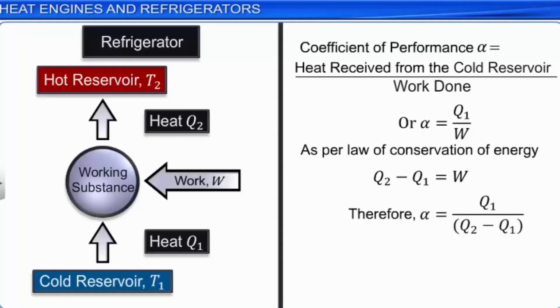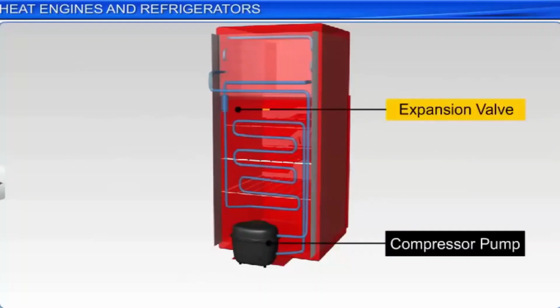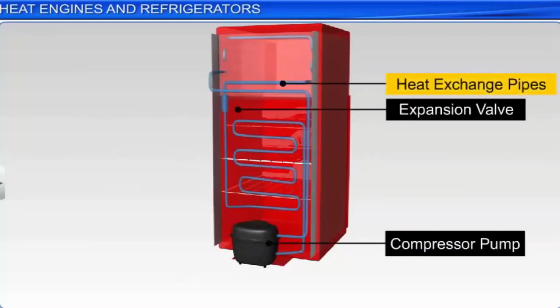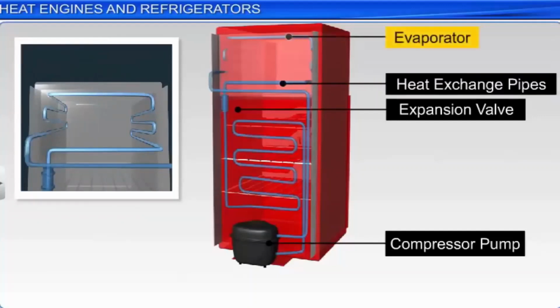Let us understand the working of a refrigerator. The working substance in a refrigerator is called a refrigerant, and in many refrigerators, ammonia is used as the refrigerant. The main parts of a refrigerator are the compressor, expansion valve, and heat exchanging pipes. The liquid refrigerant, while passing through the heat exchange pipes located inside, absorbs heat and evaporates. The vapor, which is at a low pressure, then enters the compressor.